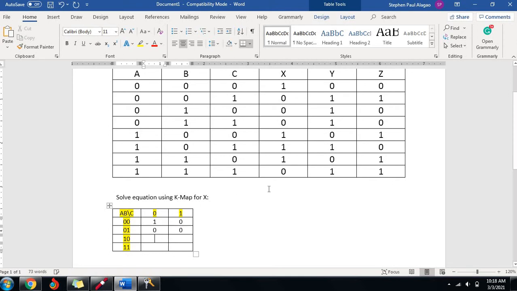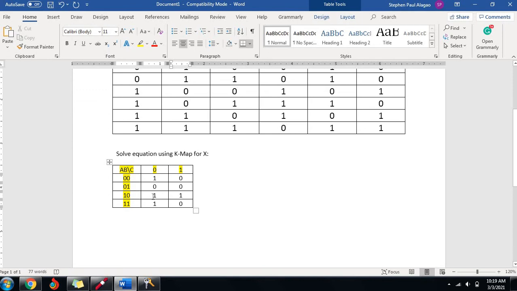Next we have 1, 0, 0, we have 1. Next 1, 0, 1 is 1. Next 1, 1, 0 is 1, and 1, 1, 1 is 0. Again, when you're going to group, only group those that are ones. So in this case, we are going to group this one. This will be our first group, so we're going to highlight this with what?